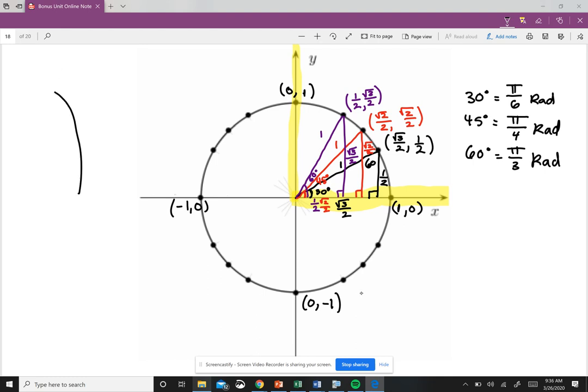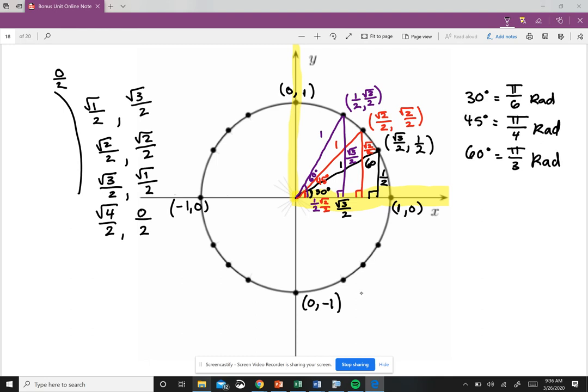Right now it's 0 over 2, 1 over 2. Well, actually, square root 1 over 2. Square root 2 over 2. Square root 3 over 2. And square root 4 over 2. Then the pattern going this way is now 0 over 2, square root 1 over 2, square root 2 over 2, square root 3 over 2, and square root 4 over 2.